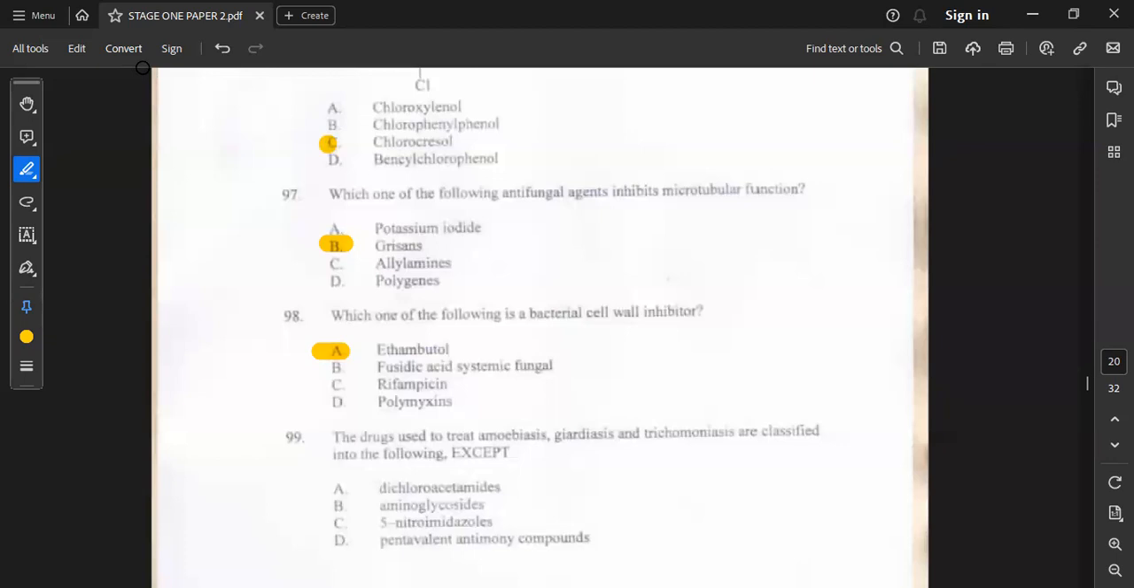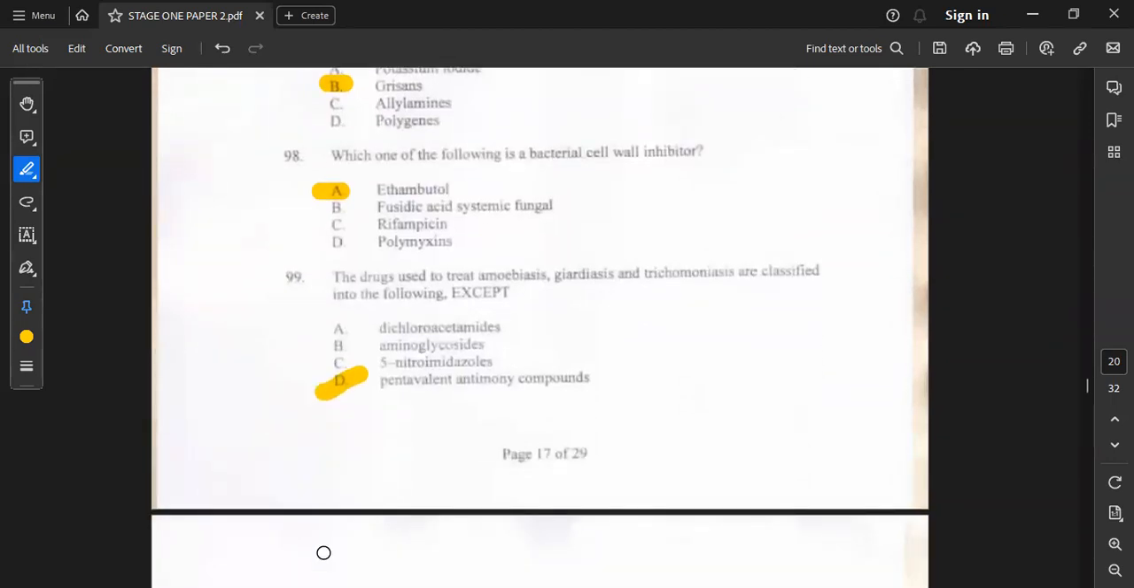So the answer becomes, as Hiral has said, the pentavalent antimony compounds, because those are used for leishmania, the sodium stibogluconate. Then maybe we can mention the other ones. The dichloroacetamide here is diloxanide, which is also used for treatment of amoebiasis. For aminoglycosides, we have paromomycin, which is also used for treatment of amoebiasis. So sodium stibogluconate has no use there.